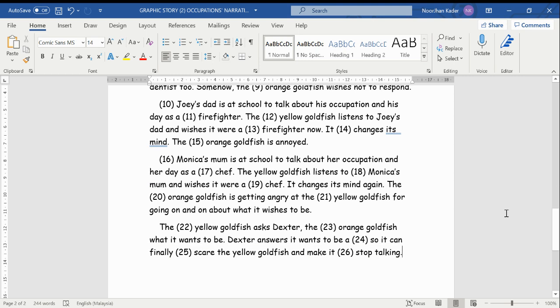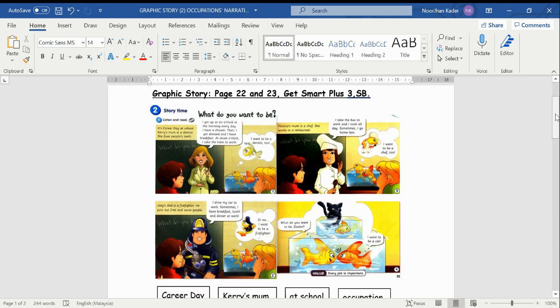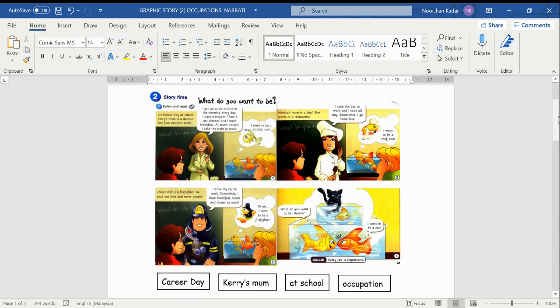Okay. Third one. Monica's mom is at school to talk about her occupation and her day as a chef. The yellow goldfish listens to Monica's mom and wishes it were a chef. It changes its mind again. The orange goldfish is getting angry at the yellow goldfish for going on and on about what it wishes to be. Okay, let's check the third frame. Let's check whether the third paragraph of our narrative describes the third frame.